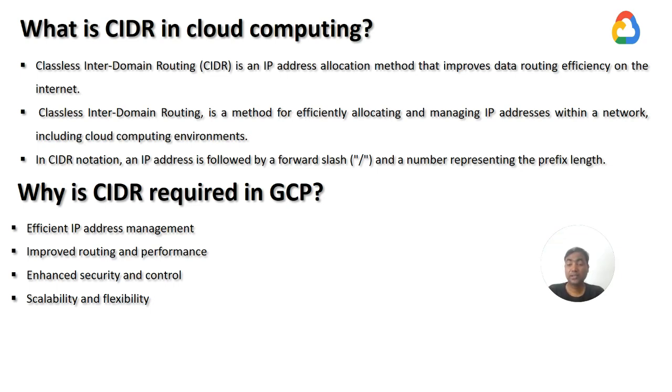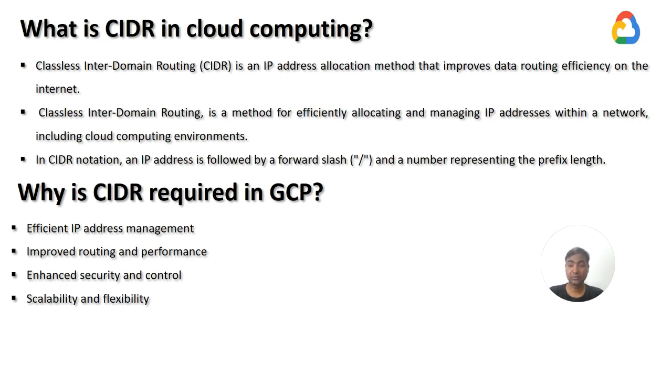Enhanced security and control. CIDR allows you to isolate sensitive resources or traffic within a specific subnet. This provides improved security and granular access control. And then scalability and flexibility. As your GCP network grows, you can easily add new subnets with CIDR, just like expanding the warehouse with additional labeled sections. This provides scalability and flexibility. You can create subnets with varying sizes and purposes, adapting your network to specific requirements as needed.